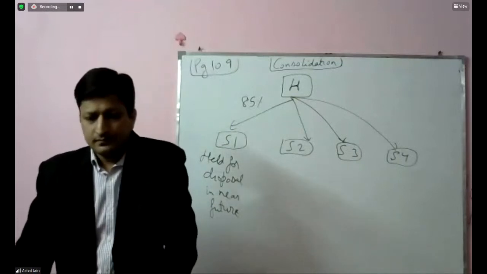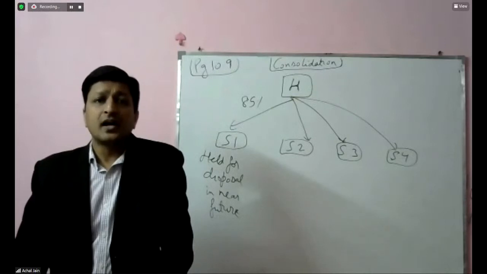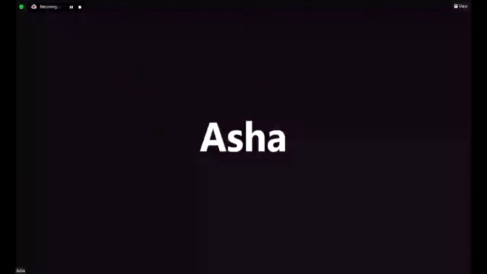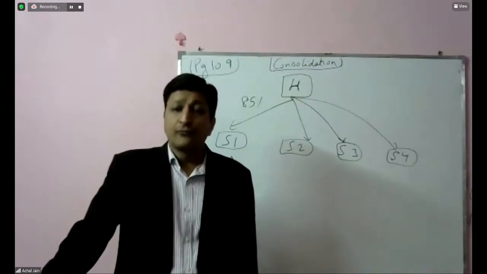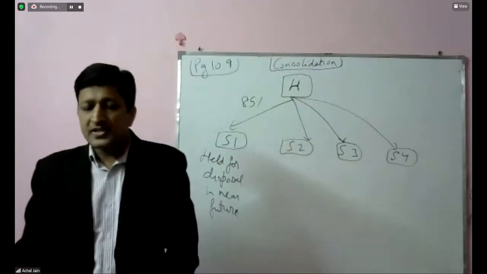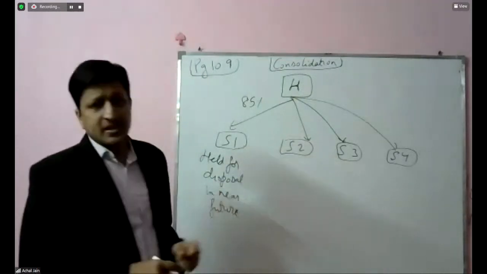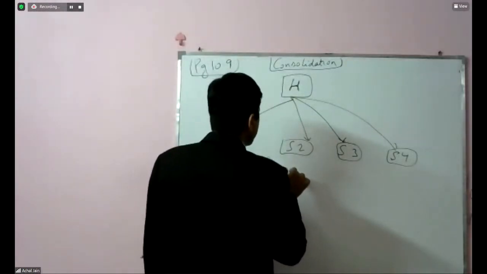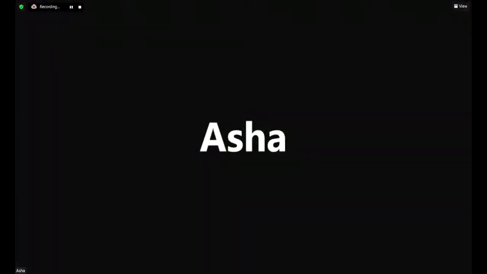Number 2, if the subsidiary operates under severe long-term restrictions, which significantly impair its ability to transfer funds to the parent. So let's suppose S2 is another company. It is under severe long-term restrictions.